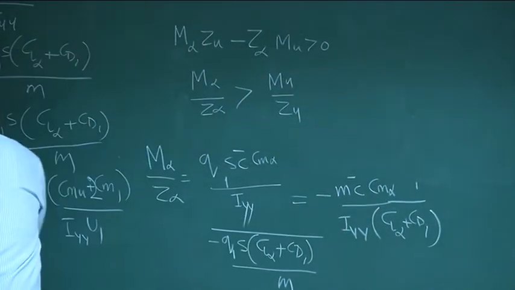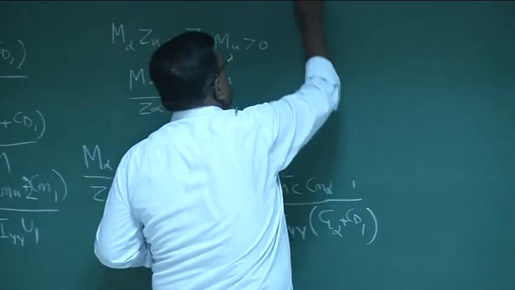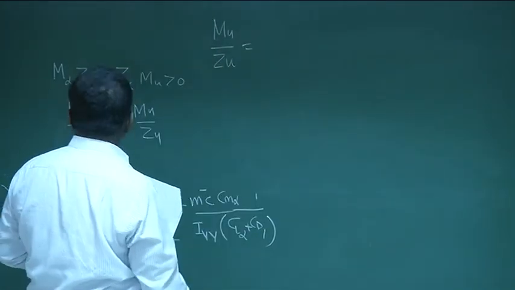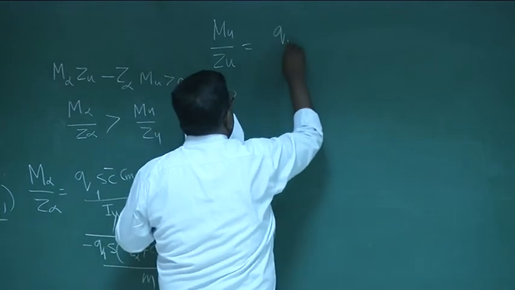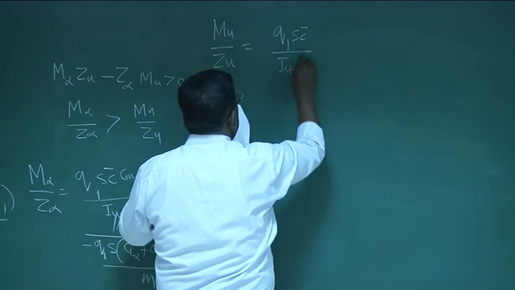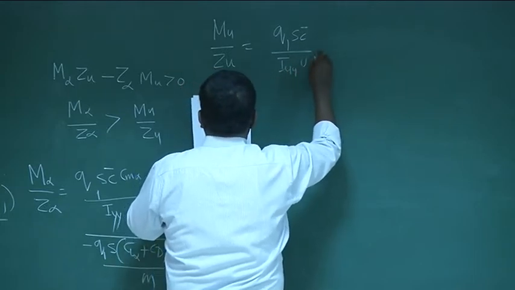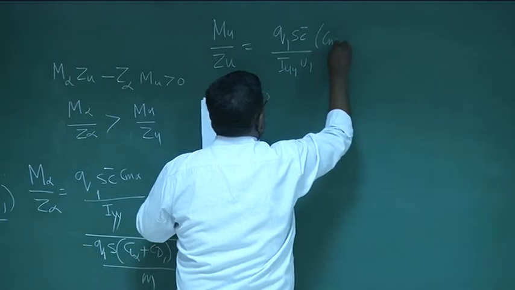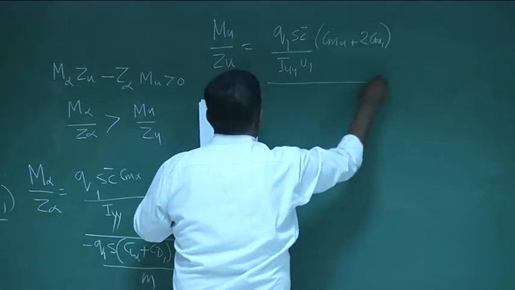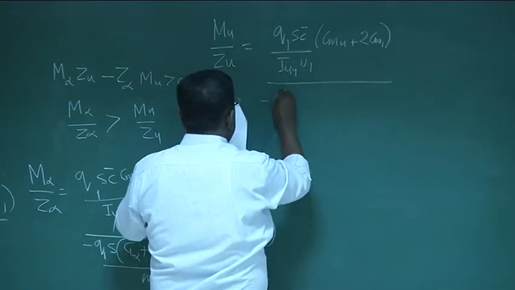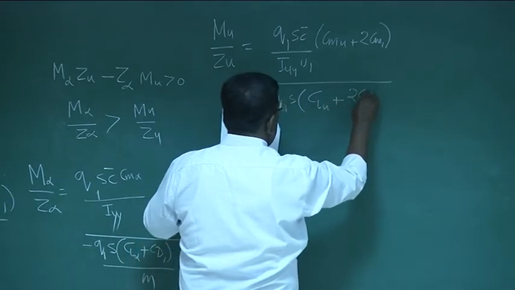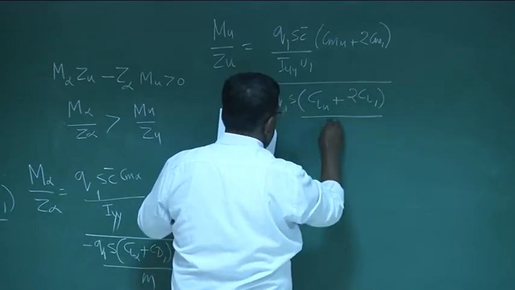Second term is Mu by Zu. When I am doing Mu by Zu, I know the expression of Mu, so I put Q1 S C bar by Iyy U1 into CMU plus 2 CM1, divided by minus Q1 S CLU plus 2 CL1 by M U1.